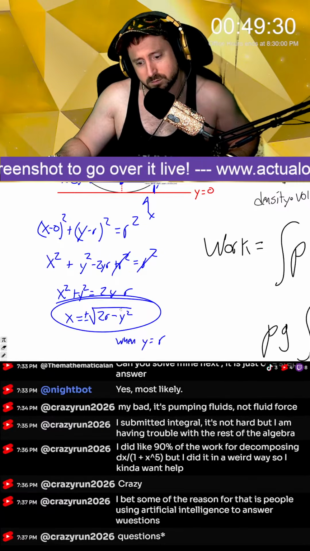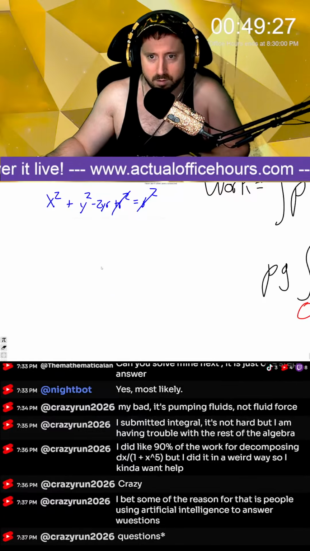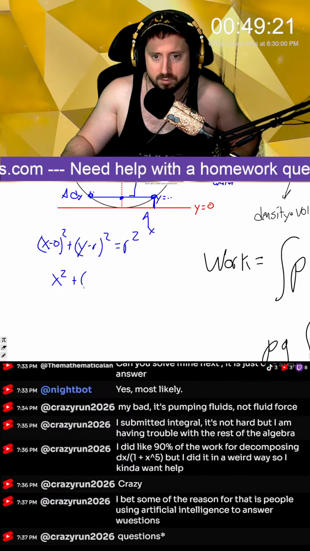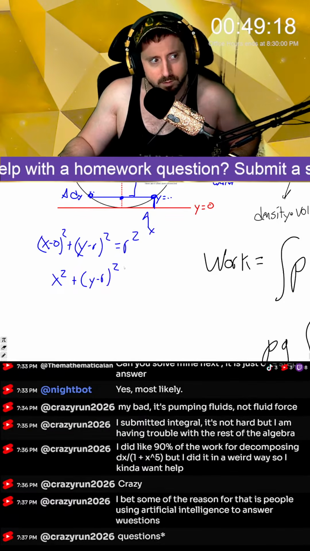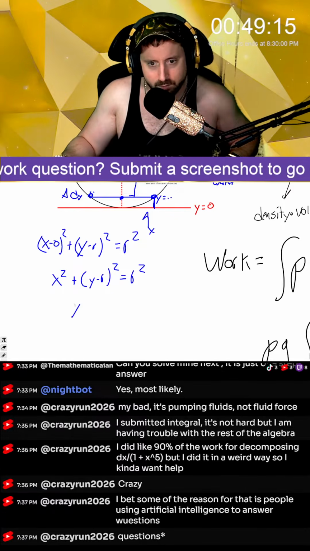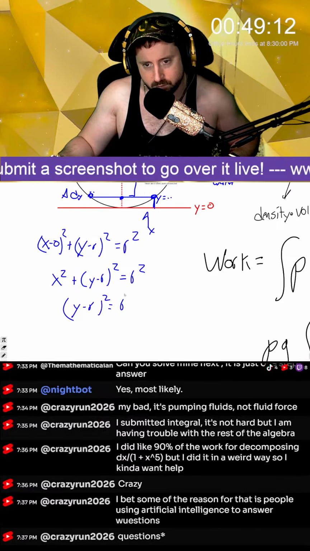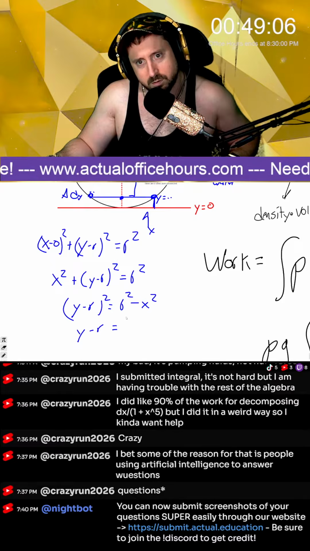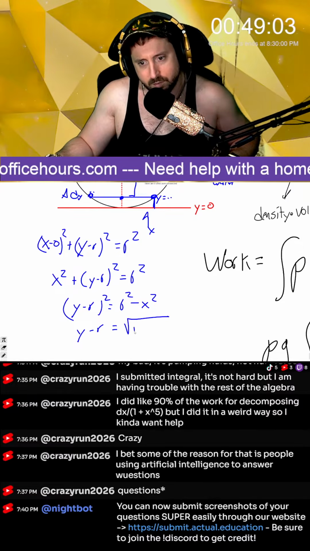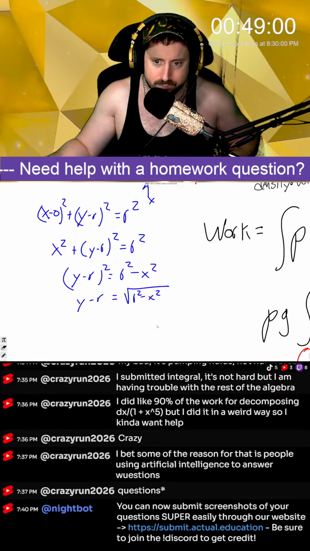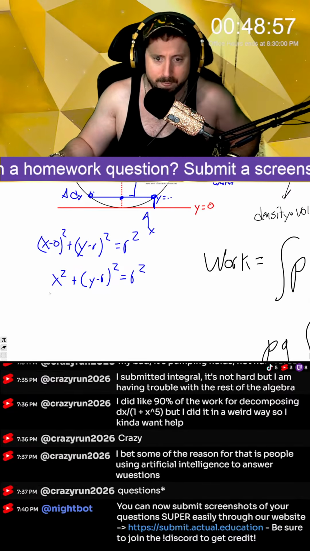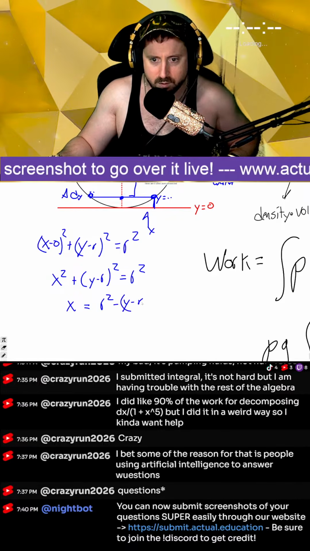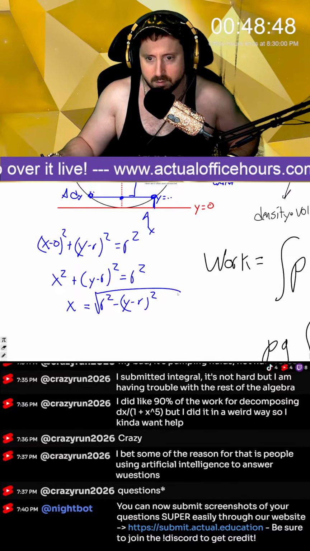Okay. Wait. Let's move this around, actually. I think I see what I want to do. All right. X squared plus y minus r squared is equal to r squared. Let's rearrange for y. So you get y minus r squared is equal to r squared minus x squared. Y minus r is equal to the square root of r squared minus x squared. Oh, wait, no, I want x in terms of y. Sorry. X is equal to r squared minus y minus r squared, square rooted. That's what I want.